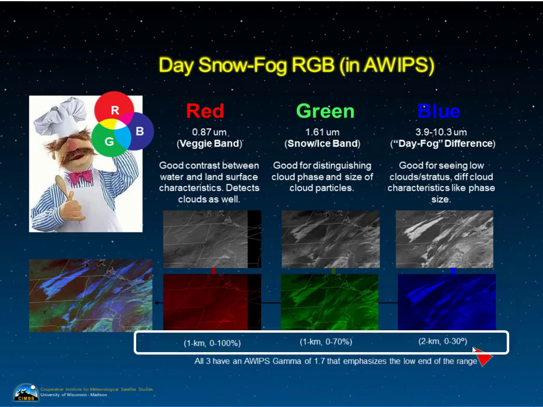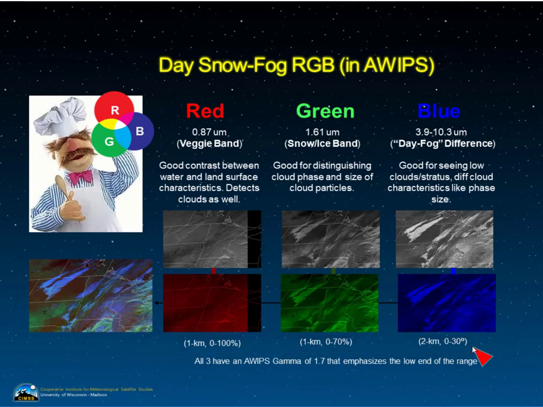The bounds used for all three RGB components are down at the bottom. All three also have an AWIPS gamma of 1.7. That's gamma in the classic sense, which, as you might remember, is 1 over gamma in the composite options. This gamma value will emphasize the low end of the range.